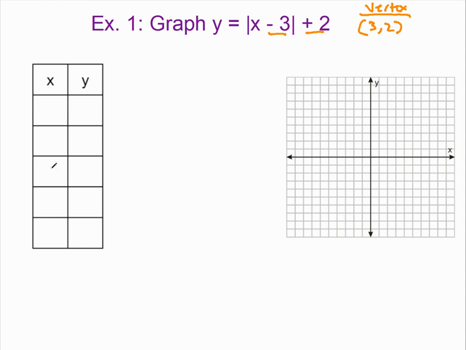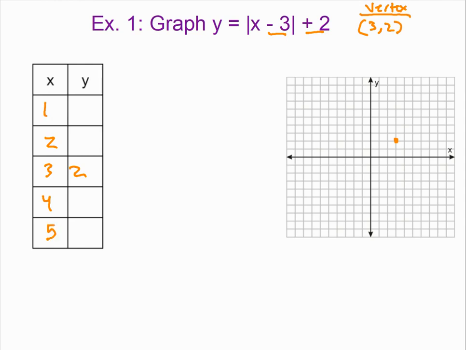So my vertex is that point (3, 2). Now I need to pick some x values. First thing I'm going to do is go ahead and plot that point (3, 2). And then I'm going to think, okay, if I move 1 to the right, that's at 4. 1 to the left, that's at 2. 1 more to the right is 5, and 1 more to the left is 1.